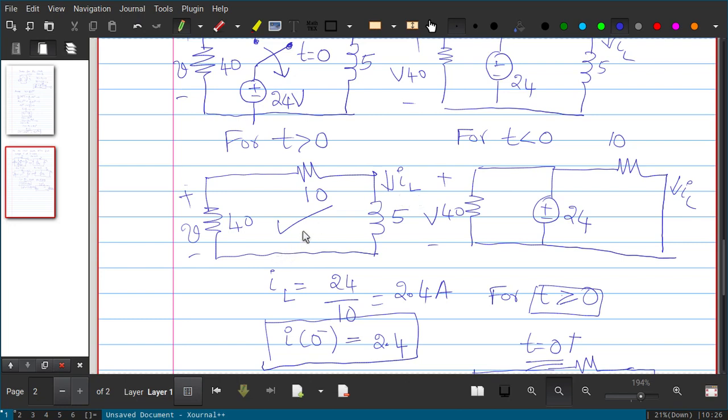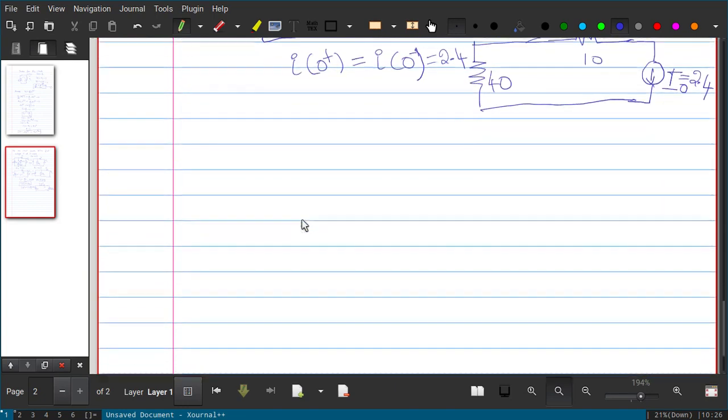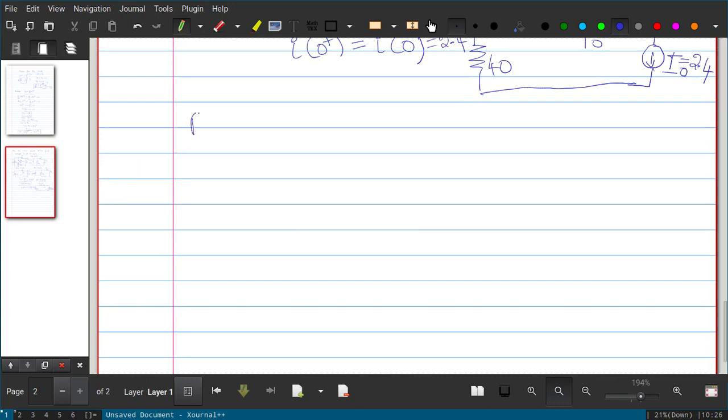So this is our RL circuit. I will rewrite this circuit here. Since 40 and 10 ohm are in series, I can add those two, that will be 50 ohm. So our source-free RL circuit will have 40 plus 10, 50 ohm, and an inductor of 5, and this is I.